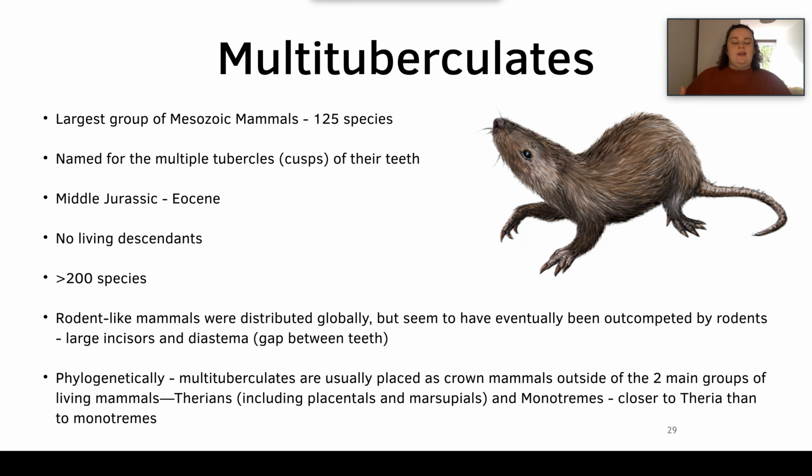So the reason why they were sort of rodent-like was because they have large incisors, such as a beaver, and a diastema. So a diastema is like a gap between teeth. So in beavers, for example, you have the two front incisors, a large gap, and then the rest of the teeth. And this has been found in the multituberculates. And phylogenetically, multituberculates are usually placed as crown mammals outside the two main groups of living mammals, the Therians, which include placentals and marsupials, and the monotremes. And it's been found that the multituberculates are closer to the Therians than the monotremes.